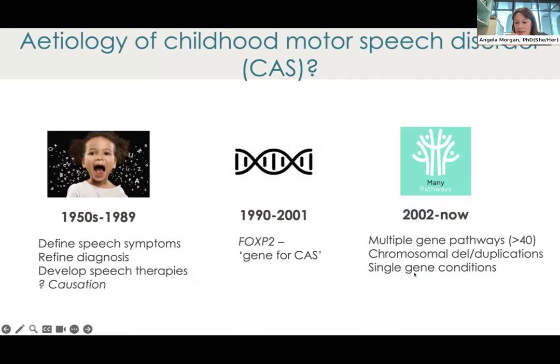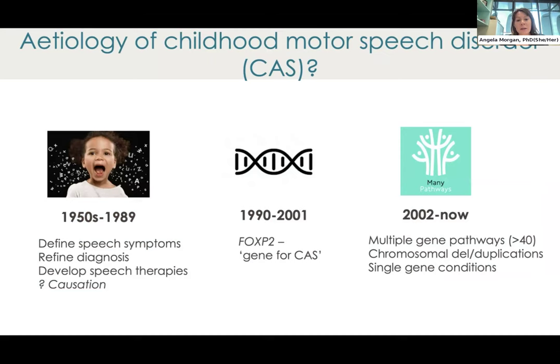So we know that for many years, we spent a lot of time refining the symptomatology, working out how to diagnose apraxia and dysarthria. Then the first gene associated with apraxia of speech, FOXP2, was identified, where spelling errors, if you like, in that gene were linked to apraxia of speech.